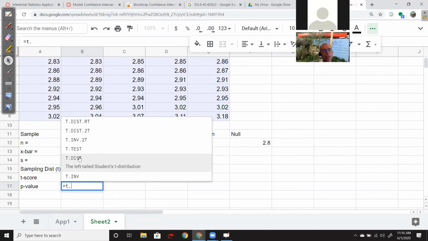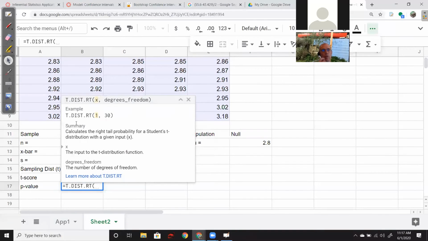Left-tailed Student's t-dist. Left-tailed. What's this? The two-tailed Student's t-dist, or the right tail. Okay, my number is positive, so it's to the right. I'm going to go for the right tail. I'll try the two-tail in a minute too, just for fun. It wants to know what your X value is, and X is the input, which has to be a t-score. So my t-score is above, comma, and then degrees of freedom is always 1 less than the sample size.